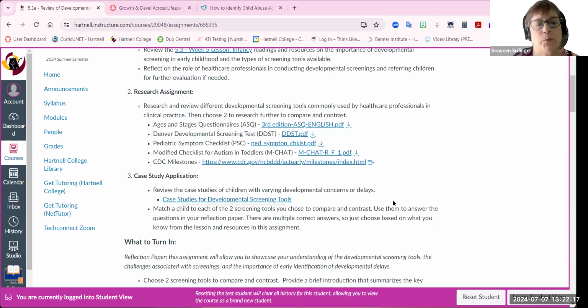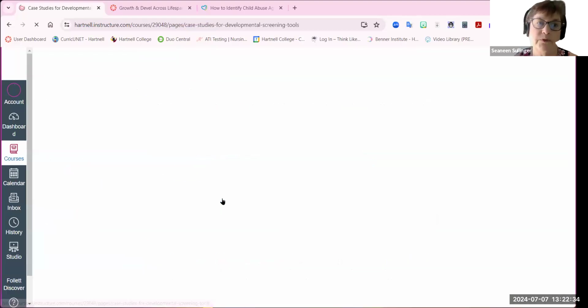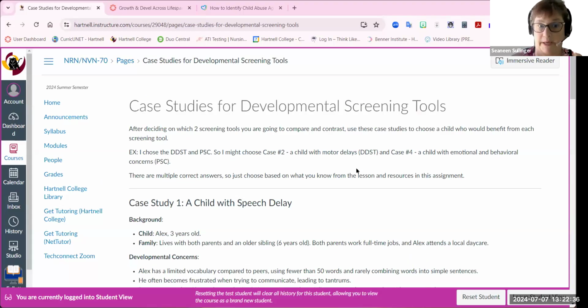And so you want to be able to match the child with a screening tool. There are correct answers, but there's also a lot of leeway in them as well. So for example, let me show you case studies for the developmental screening tools. So if you click on that link, it will take you to the page. And I have a little example here.